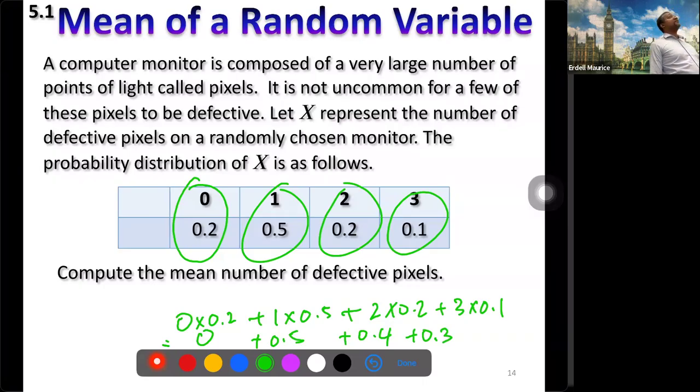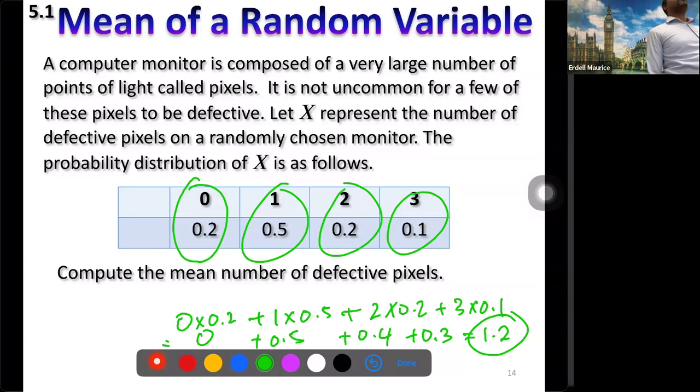0 plus 0.5 is 0.5. 0.5 plus 0.4 is 0.9. 0.9 plus 0.3 is 1.2. This is the average number of pixels that will be out if you select a screen. So in other words, on average, we expect it to have about 1 pixel out. But you know, that's really annoying, right? When you look at the screen and there's that 1 pixel that's not working, and you can tell, and you keep looking at it over and over again. But it's going to be about 1 pixel that's defective.